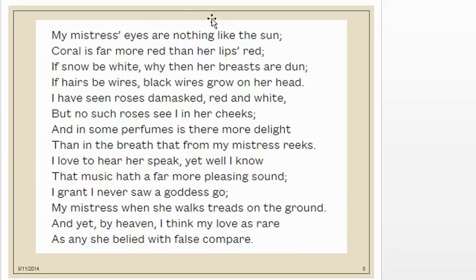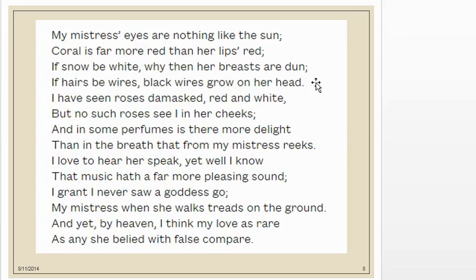My mistress's eyes are nothing like the sun. Okay? So think of the sun. The sun is bright. My mistress's eyes, my lover's eyes, are not bright. Coral is far more red than her lips red. So the red of coral in the ocean is much redder than her lips. So her lips aren't red. If snow be white, why then her breasts are dun. If snow is white, well, her breasts are not white, not at all, pale. If hairs be wires, black wires grow on her head. Her hair is like black wires.